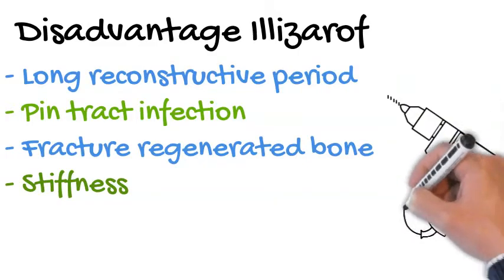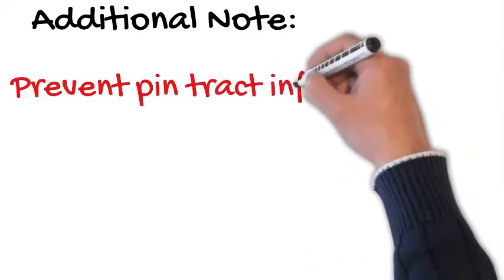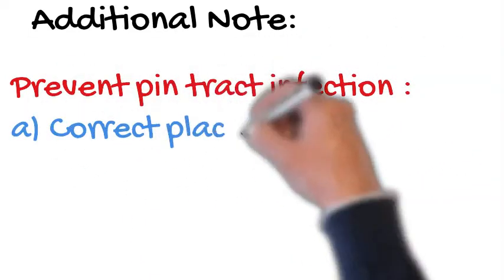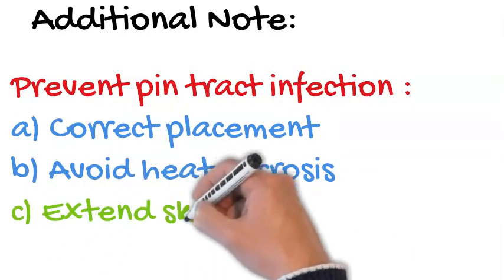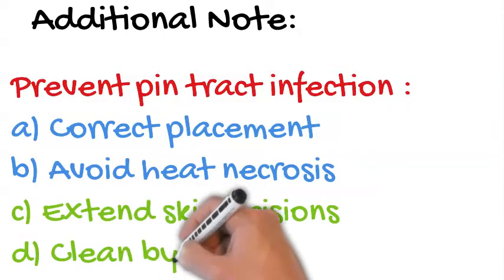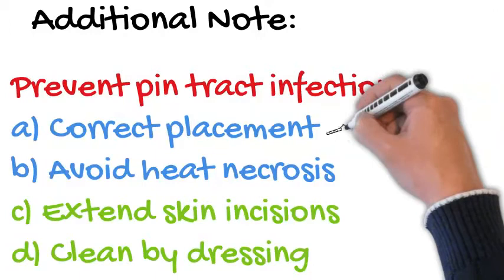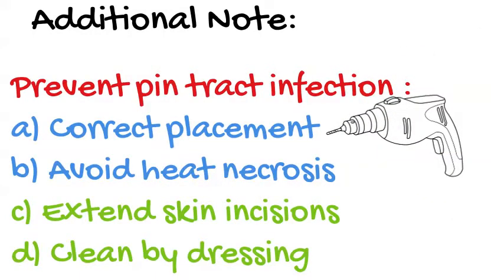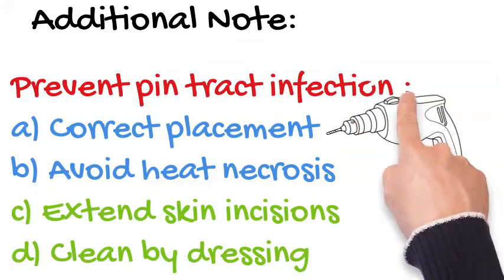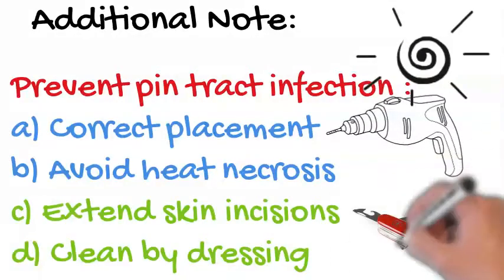Additional note: how to prevent a pin tract infection? Proper pin or wire insertion by correct placement that adheres to the safe zone by avoiding ligaments and tendons. Avoid heat necrosis during pin or wire insertion. Extend the skin incision to relieve soft tissue tension to prevent skin necrosis. And lastly, the pin or wire insertion site should be cleaned by dressing with saline, disinfectant solution, or alcohol.